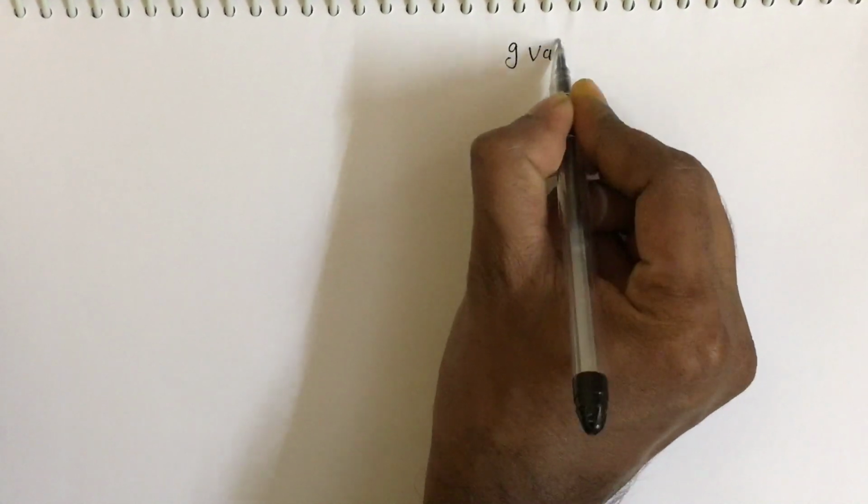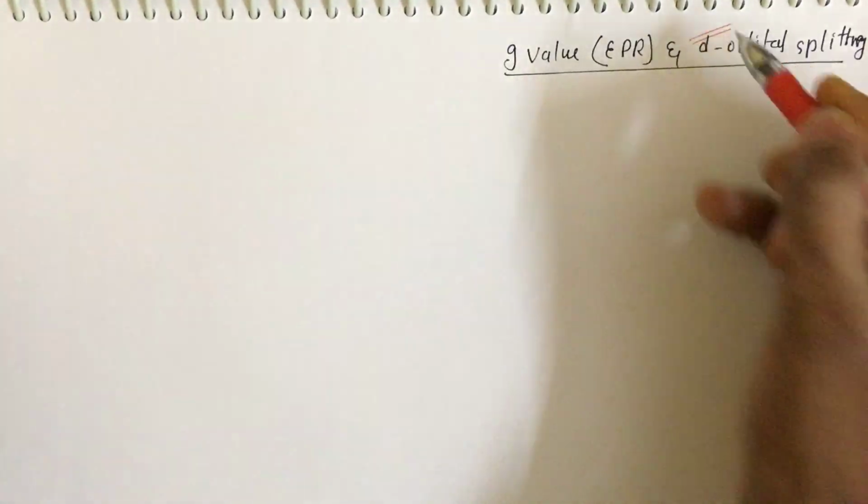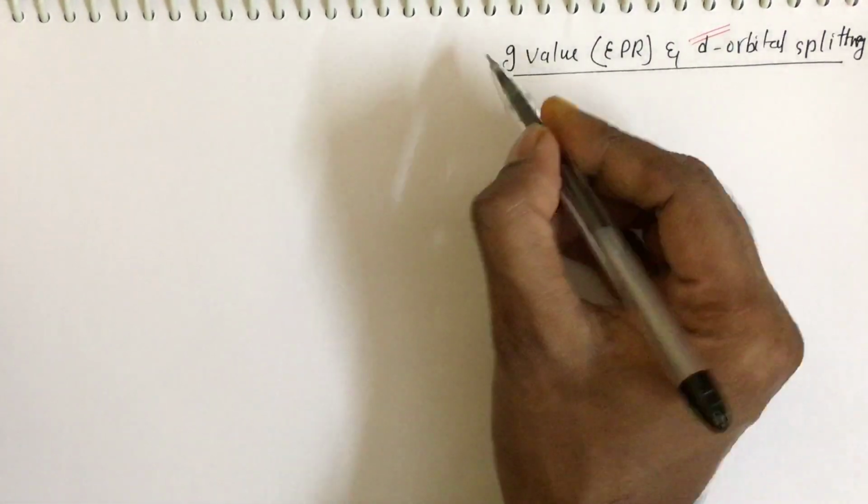So today's topic is G value. This is EPR spectra and d orbital splitting. So before going to the d orbital splitting, first we'll talk about the G value.